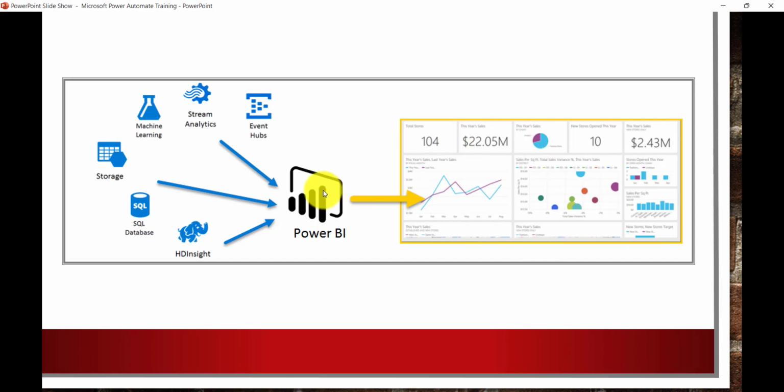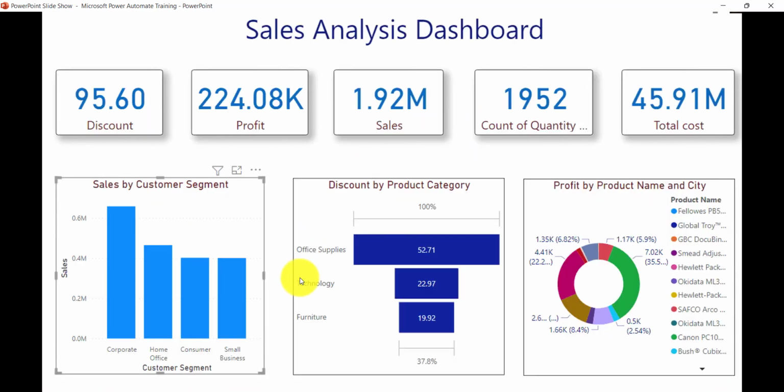So instead of seeing the data in a typical Excel or tabular format, we can see it in a different, visually attractive way. Now look at this. Here I have created a sales analysis dashboard where you'll be able to see the profit, discount, sales, sales by customer segment, and also by product category. You will be able to see by product name and the city. So visually attractive things, we can see here.